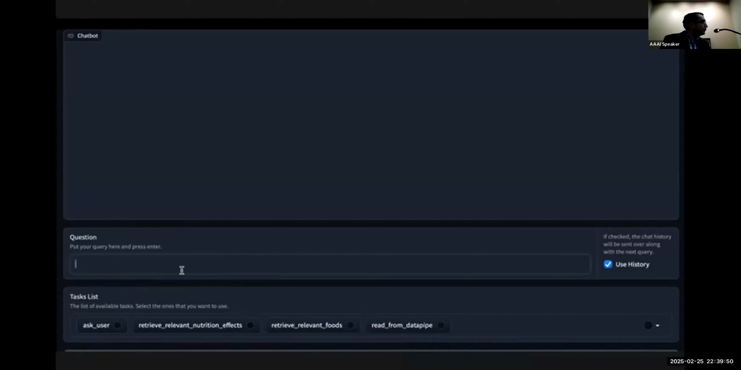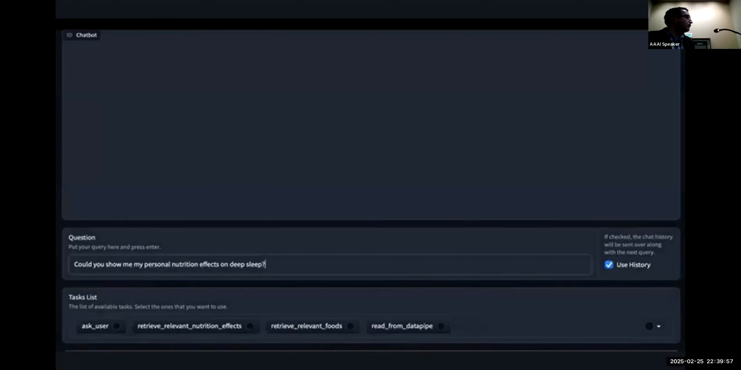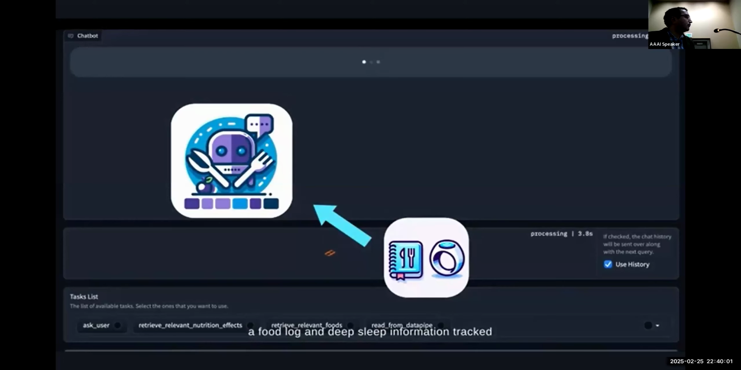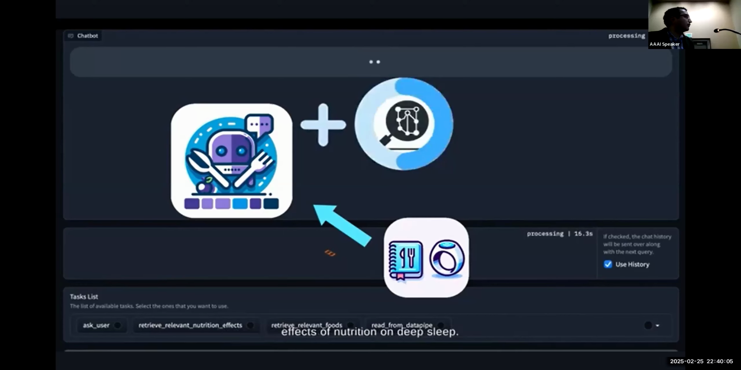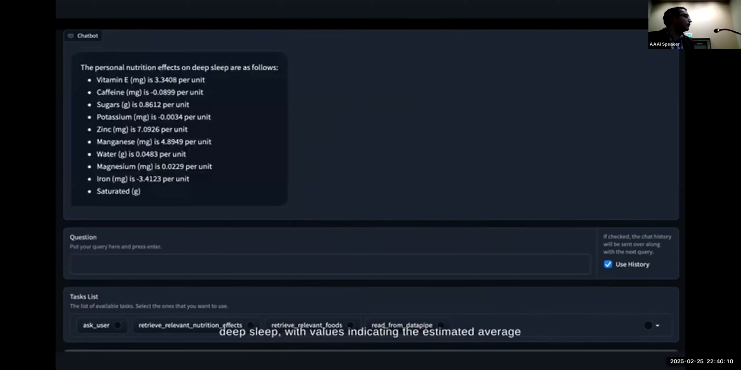Let's start by asking the agent to show my personal nutrition effects on a specific health outcome, such as deep sleep. To do this, OpenCHA will collect data from a food log and deep sleep information tracked by a wearable device, subsequently estimating the causal effects of nutrition on deep sleep. The response will reveal the nutrition effects on deep sleep, with values indicating the estimated average treatment effects of the nutrients per unit. We can also ask for food recommendations by querying the foods to improve certain health outcomes.